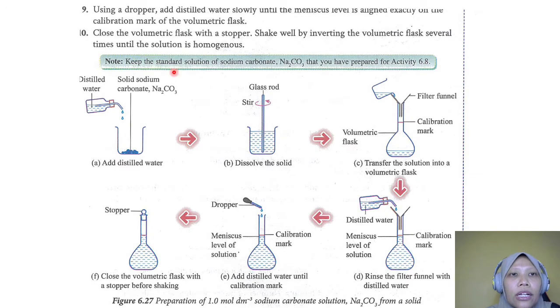Okay, so seterusnya dia kata apa? Using a dropper, add distilled water slowly until the meniscus level is aligned exactly on the calibration mark of the volumetric flask. And then close the volumetric flask with a stopper. Shake well by inverting the volumetric flask several times until the solution is homogeneous.